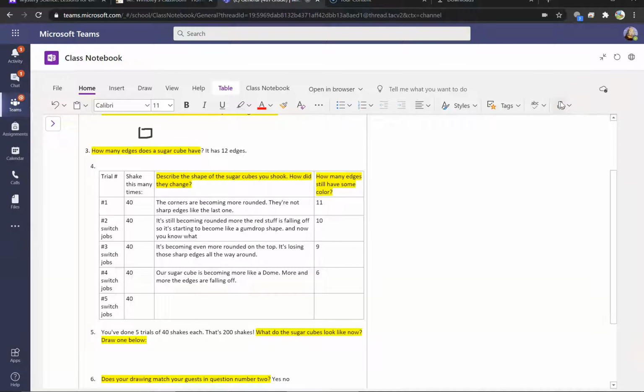The only side that still has color is the bottom, period. The top part of it has eroded away and is the perfect dome shape, period. And there's only 4 sides.